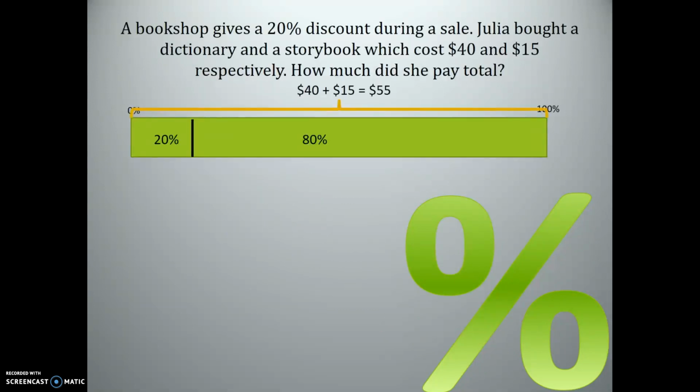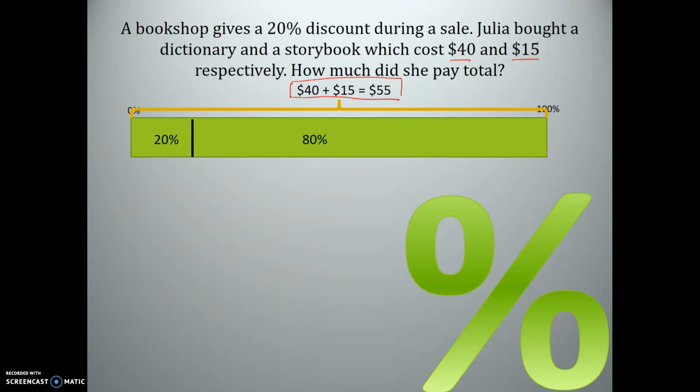Okay, the bookshop gives a 20% discount during a sale. Julia bought a dictionary and a storybook, which cost $40 and $15 respectively. How much did she pay total? Well, if she bought two items, one was $40 and one was $15, then she paid $40 plus $15, which is $55. Okay, so $55 is 100% of the cost of those items.